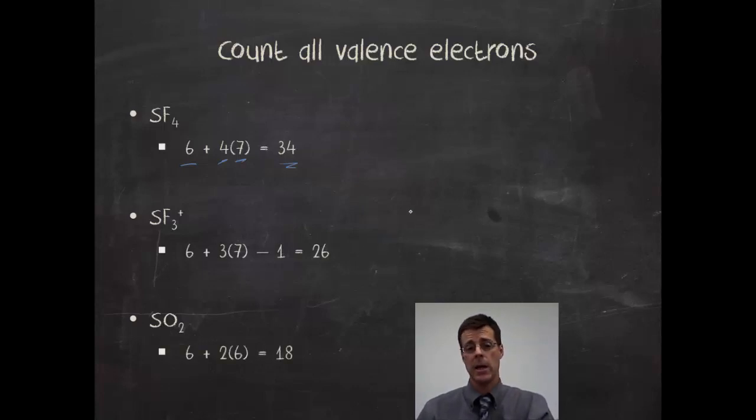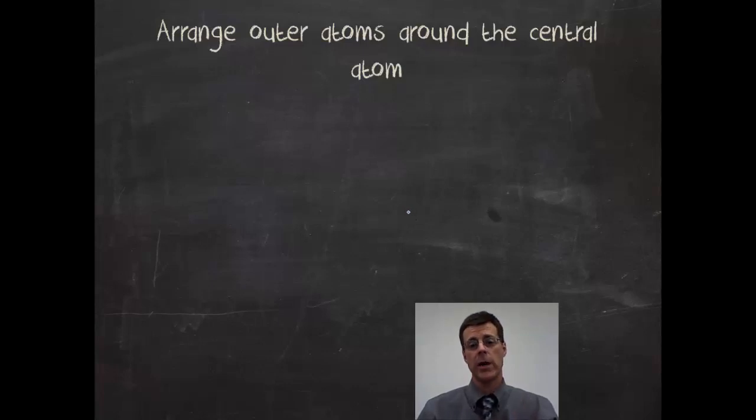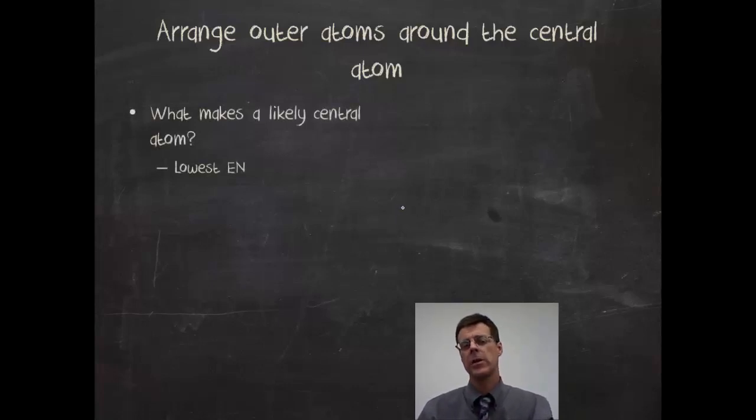Okay, second step was arrange the outer atoms around the central atom. Well, what makes a good central atom? If you've got multiple different kinds of atoms, and you always will, you're going to have to figure out what's the most likely central atom. There's a few things that work together, a few things that you can use as clues to help you in that decision. Lowest electronegativity. So think back to electronegativity. What's the pattern? How do I use the periodic table for that?